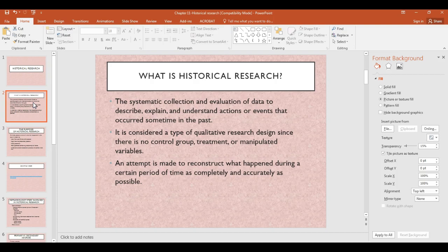So it's a qualitative research, as you can see, because you don't have a control group, you don't have a treatment, and you don't have manipulation of variables. You're basically looking at a collection of data across the years, and you're trying to make sense of and interpret this data, and then come up with a final lesson at the end as your thematic units. So in a nutshell, that's historical research.